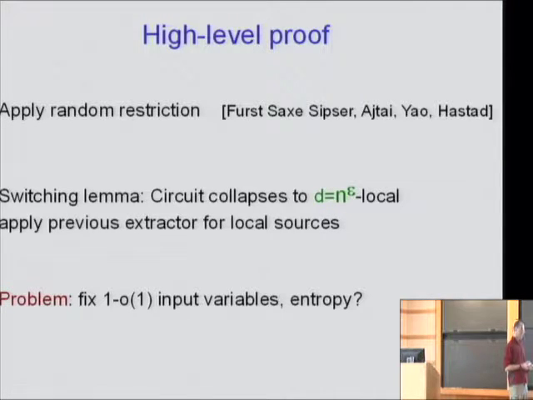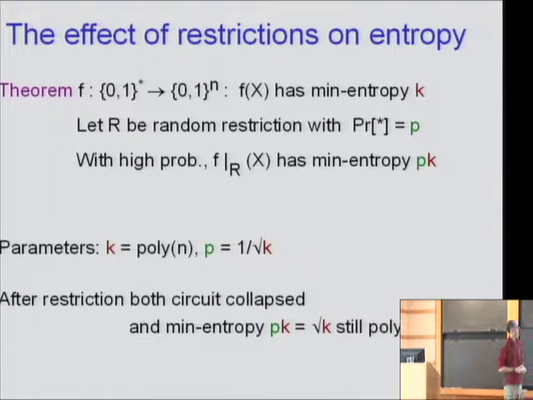So we prove that in fact, the best that you can hope for is true. Here it is about any function whatsoever. You can forget about AC0. If you have any function which has min entropy k, and you hit it with a random restriction where each variable is alive with probability p, then with high probability, the restricted function has min entropy p times k.